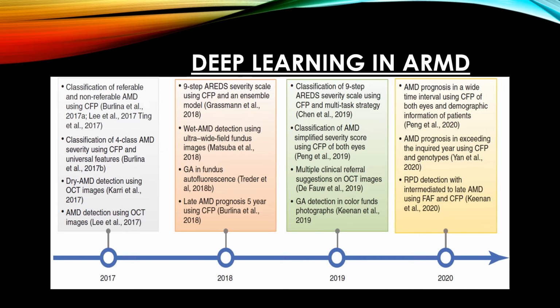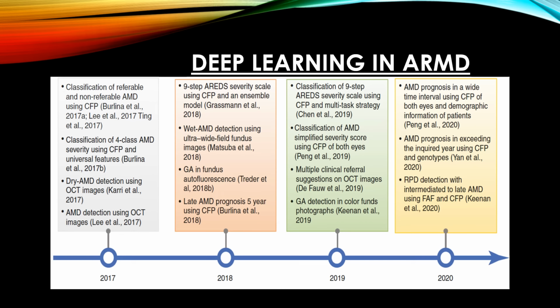There have been a number of studies on the use of deep learning in ARMD. There was a study by Burlina et al. in 2017, which classified referable and non-referable AMD based on color fundus photographs. Then classification of 4-class AMD severity was done using color fundus photographs. Dry AMD detection was done using OCT images by Karri et al. and Lee et al. Then there was the 9-step AREDS, that is Age-Related Eye Disease Study, severity scale using color fundus photographs and an ensemble model, and wet AMD detection using ultra-wide field imaging. So there were a number of such studies, on a severity scale of either 4 points or 9 points, that were able to classify the severity of ARMD.